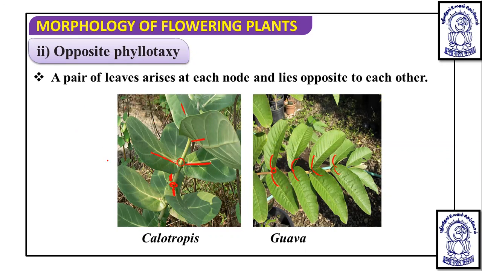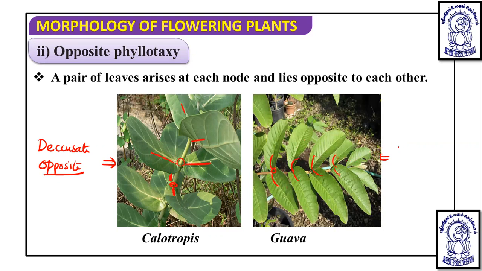So this is known as a decussate phyllotaxy, or we can say decussate opposite. It means the pair of leaves at one node are opposite to each other and at right angle to the previous one. But here in guava you will see that all of these are present in the same plane. So these two are superimposing this one, and the uppermost two are superimposing the lower ones.